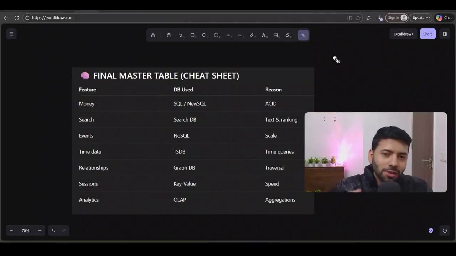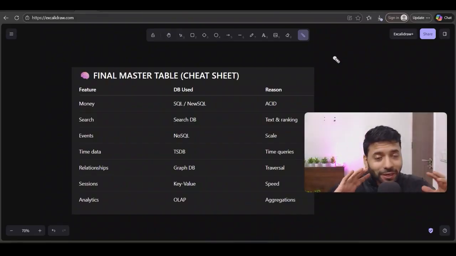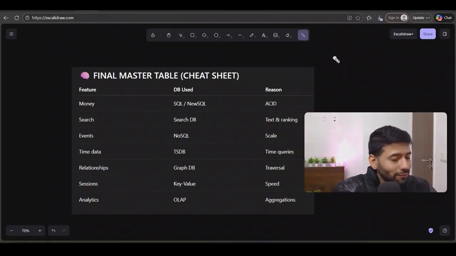All right, so this was about database. We discussed in detail about a lot of things. We discussed SQL, NoSQL, types of NoSQL database, then search database, time series based database, OLAP versus OLTP, which database to use for which feature, correct, so all those things we discussed.